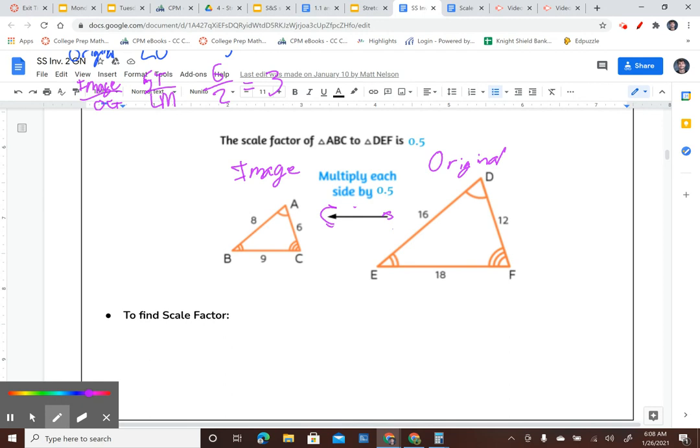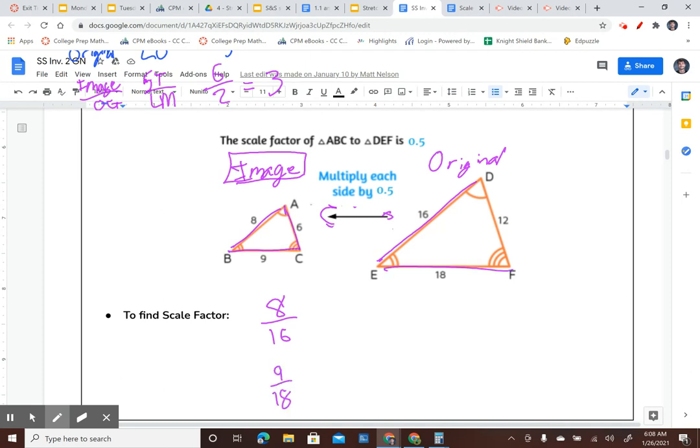All right. So again, since this is our image over here, I would take 8 and put it over 16. I would take 9, put it over 18. And I would take 6 and put it over 12.